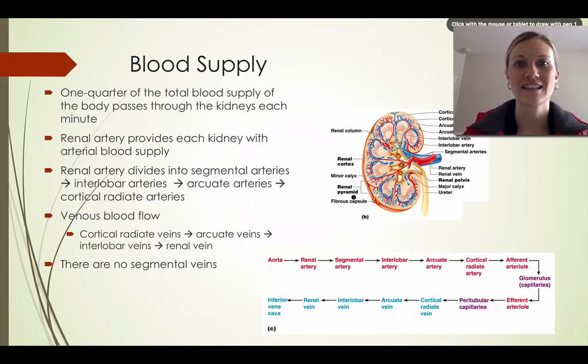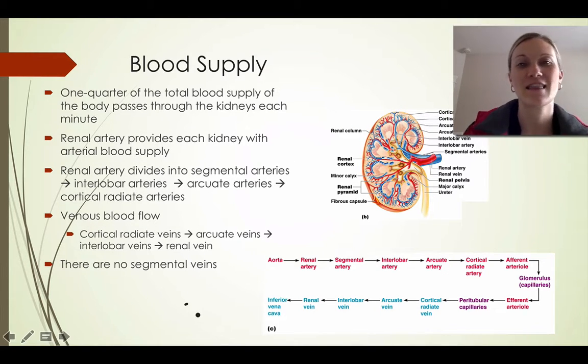All right, and our last little slide here about the kidneys is the blood supply. So a quarter of the total blood supply of the body passes through the kidneys each minute. So that's a lot of fluid and a lot of blood supply that's going through the kidneys. The renal artery provides each kidney with an arterial blood supply. The renal artery is divided into a couple smaller arteries as well.